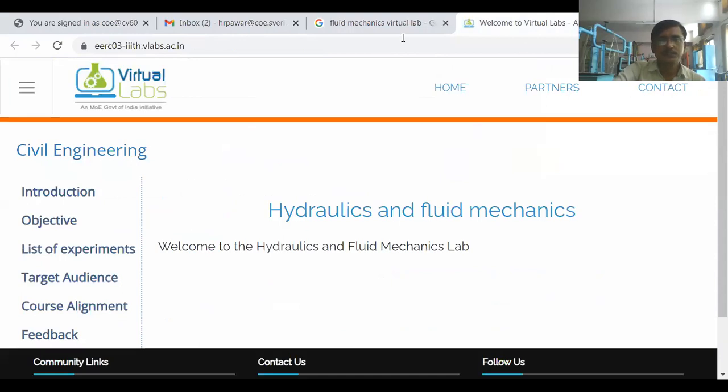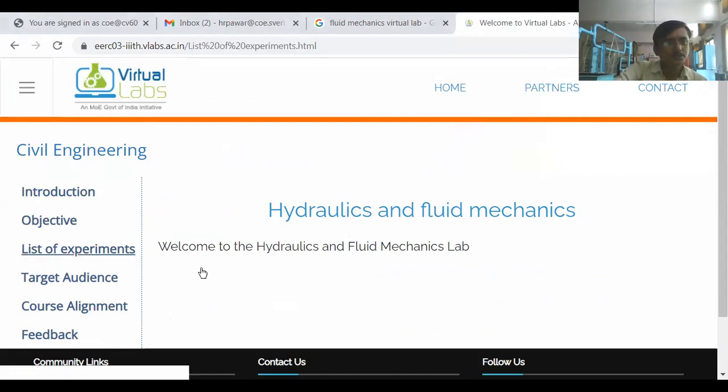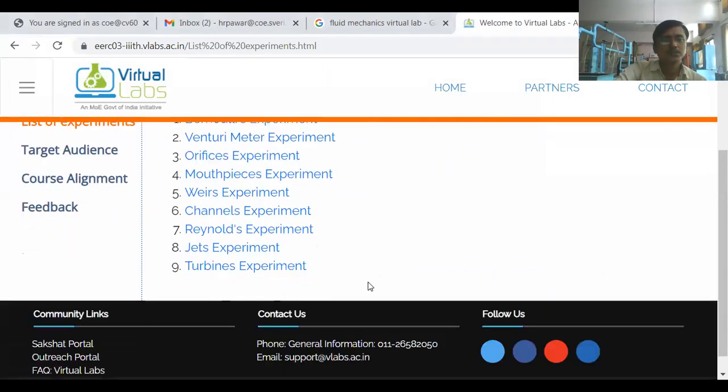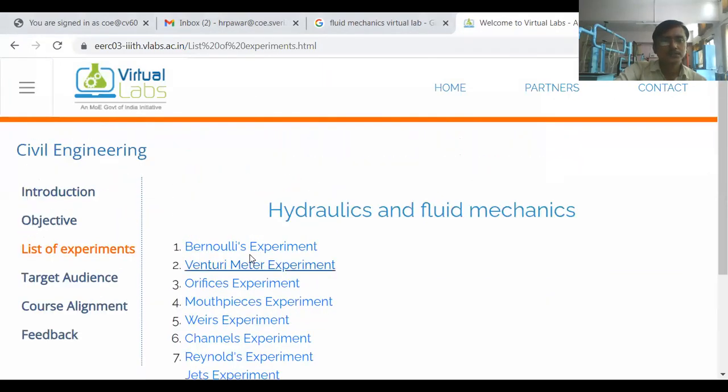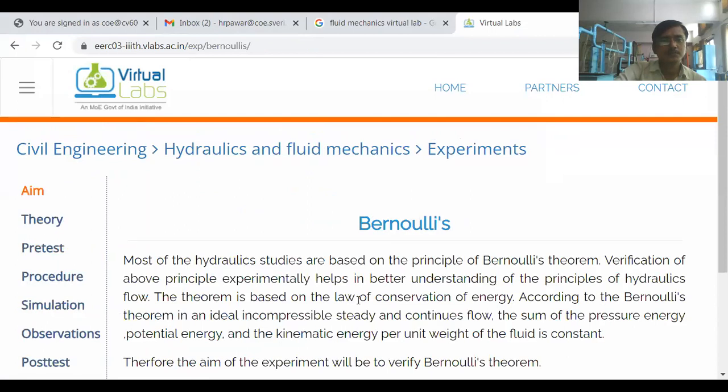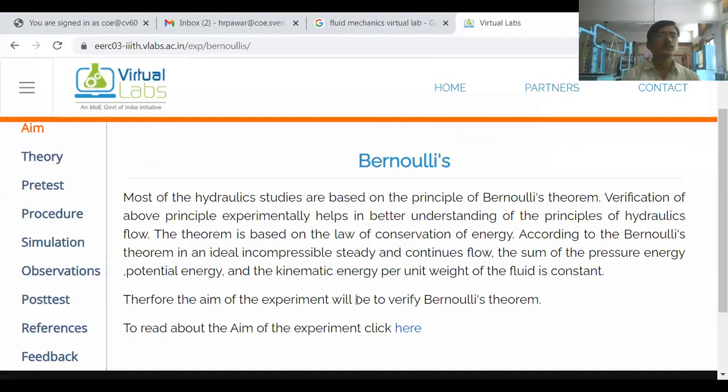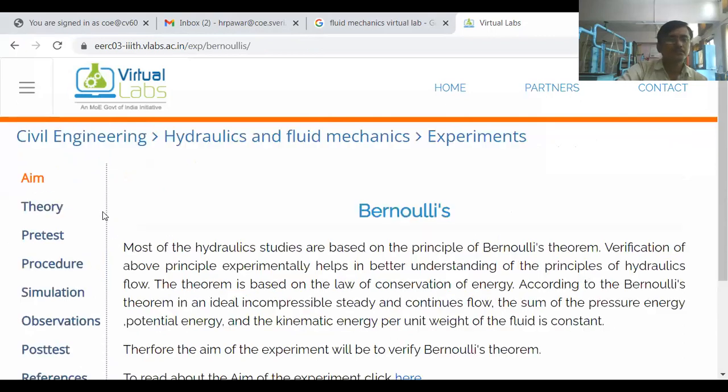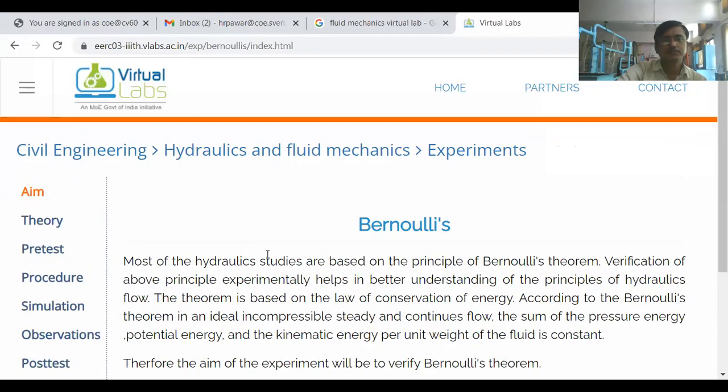So this is the website of which college? Let's see the list of experiments here. You can observe the Bernoulli's experiment, under hydraulics and fluid mechanics. Click on it and it will open. On the left hand side, you can see there are different tabs. The first tab is the aim.